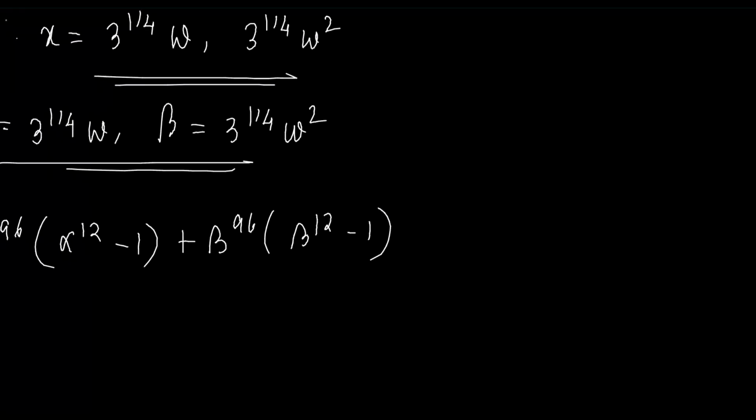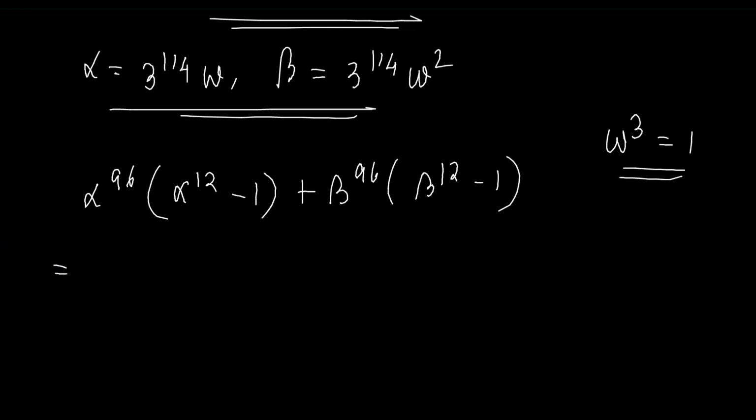Now you know that omega cube is 1. Okay, so you can simply put this, here 3 to the power 1 by 4 into 96 will be 3 to the power 24, and this 96 obviously is a multiple of 3. So if it is a multiple of 3, we can write it in the form of omega cube to the power something. So omega cube to the power something is obviously 1, because 1 to the power anything is 1 only. So here it is 1 into, here it is 3 to the power 1 by 4 into 12, that is 3 cube, into, 12 is also a multiple of 3. So it can also be expressed as omega cube to the power something, so it is also 1 minus 1.